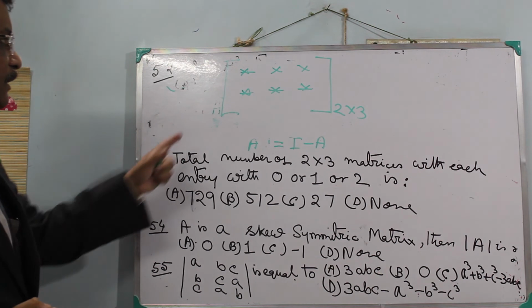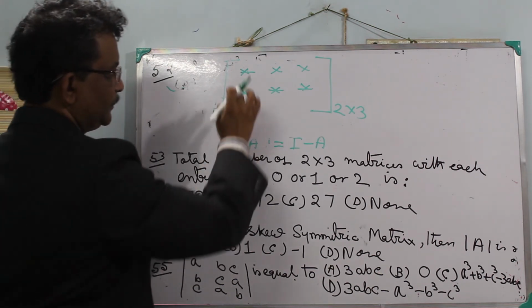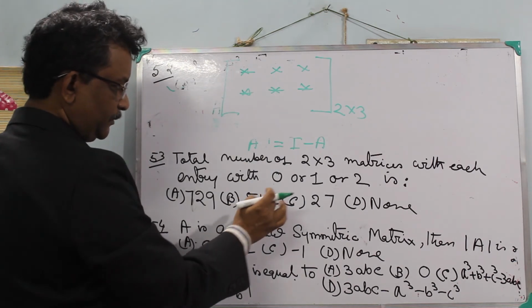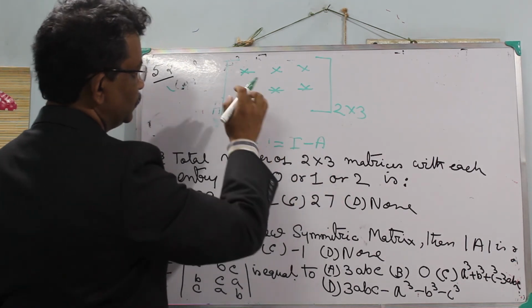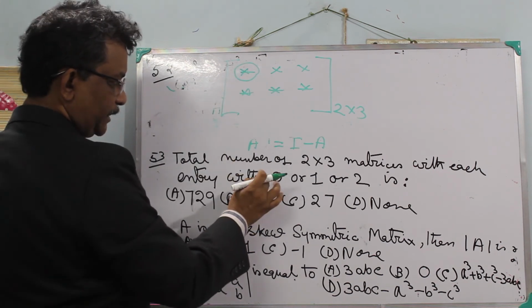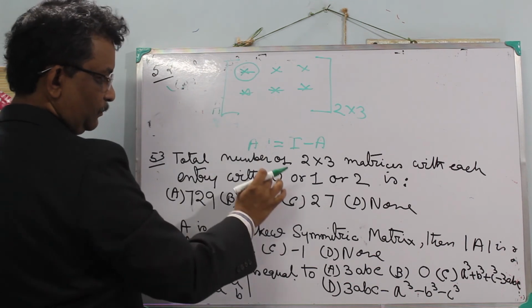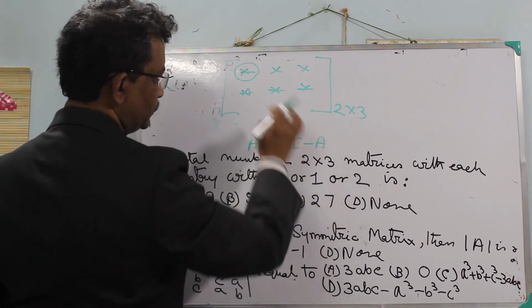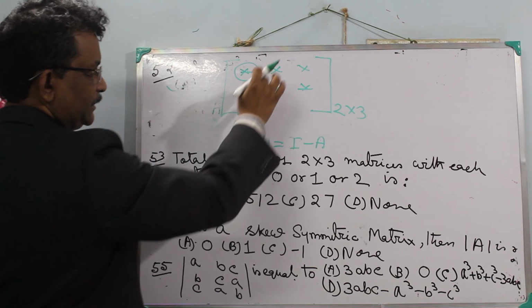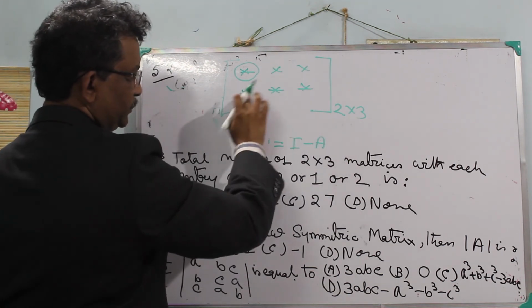Therefore in total there are 6 elements, and each entry can be made with 0, 1 or 2. So that means in 3 ways. Each element I can write either 0 or 1 or 2. So this element can be 0, 1 or 2. That means in 3 ways. Again this may be 0, 1 or 2, 3 ways. This is 3 ways, 3 ways, 3 ways, 3 ways.